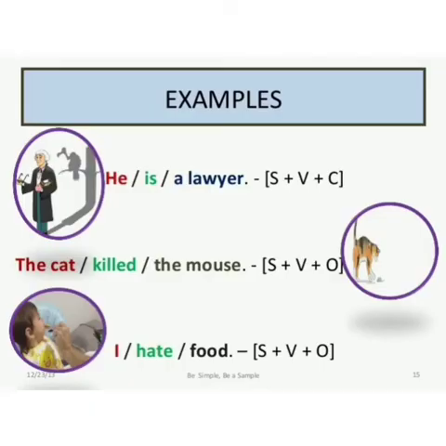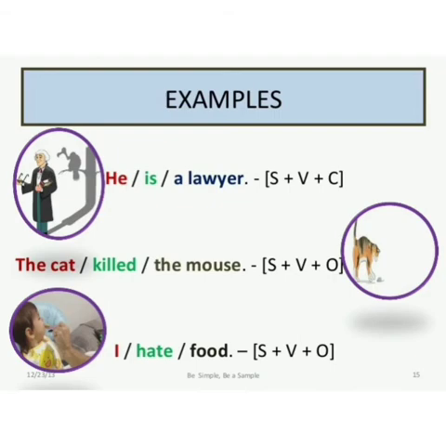We shall discuss some examples. First one, he is a lawyer. He, subject, is, auxiliary verb. A lawyer is a complement. So what is the rule for complement? After the be verb comes a complement, after the auxiliaries. So auxiliary or the helping verbs.